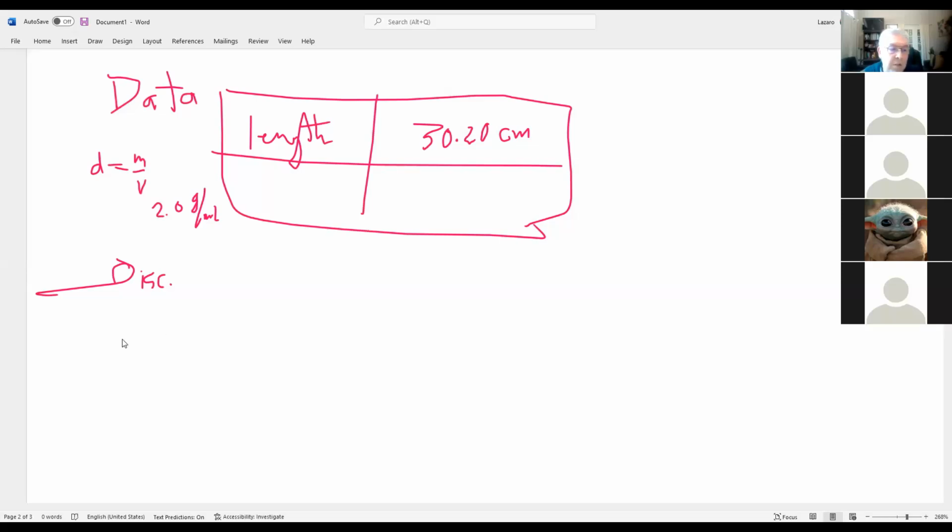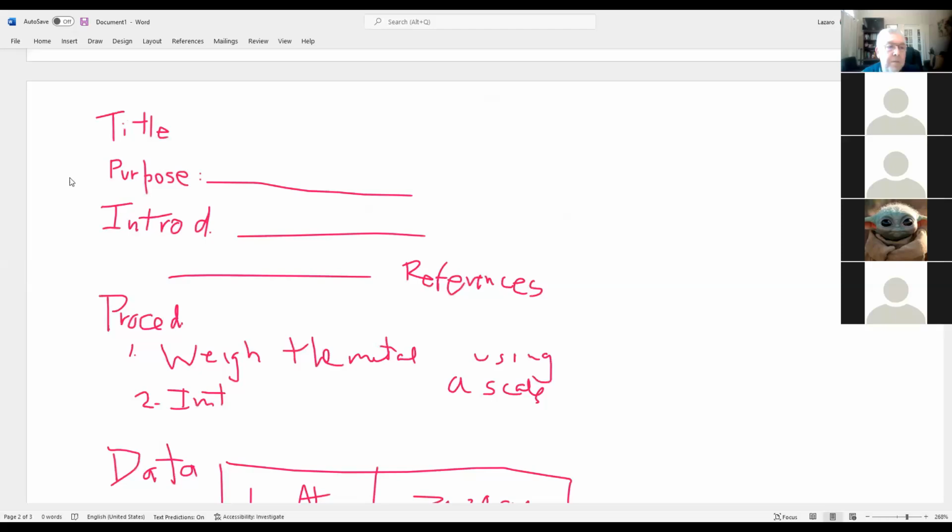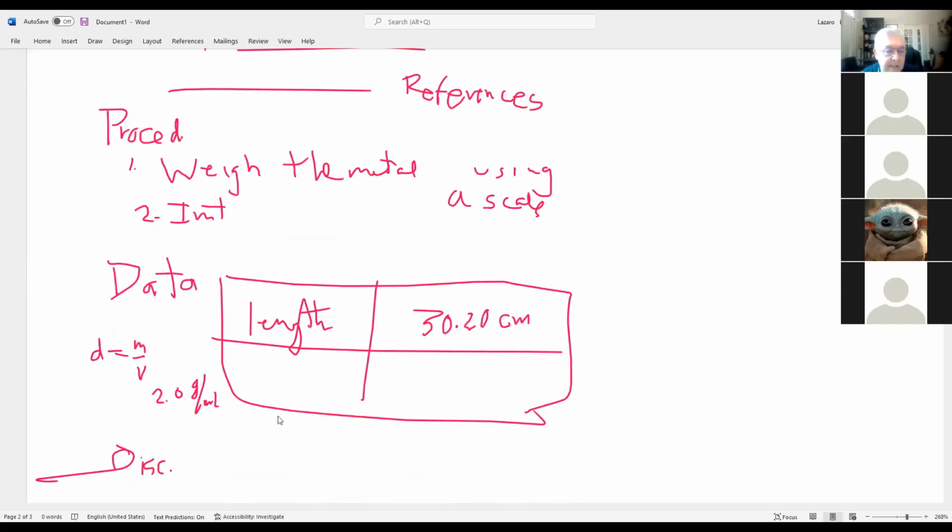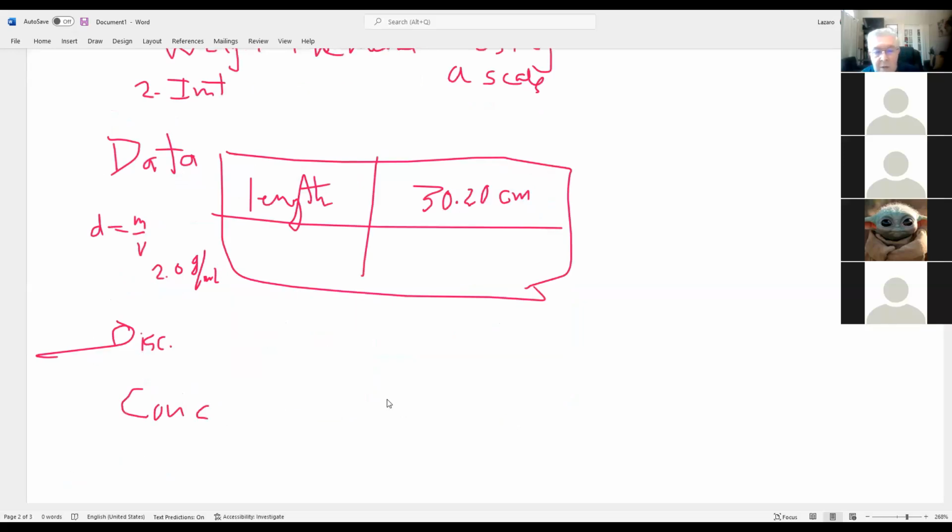And the conclusion has to be tied to the purpose. If the purpose says, determine the density of aluminum, then the conclusion will be, the density of aluminum is 2.0 grams per milliliter. Got it? And at the end, the references, as I told you, using the same style as in APA.